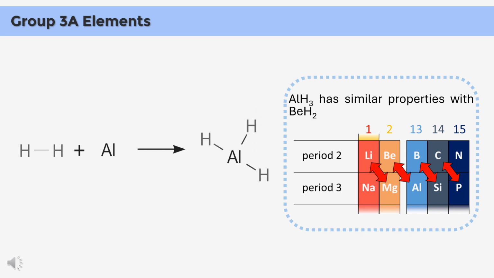The metallic elements in group 3A also form many molecular compounds. For example, aluminum reacts with hydrogen to form aluminum hydride, which resembles beryllium hydride in its properties. From left to right across the periodic table, we see a gradual shift from metallic to nonmetallic character in the representative elements.